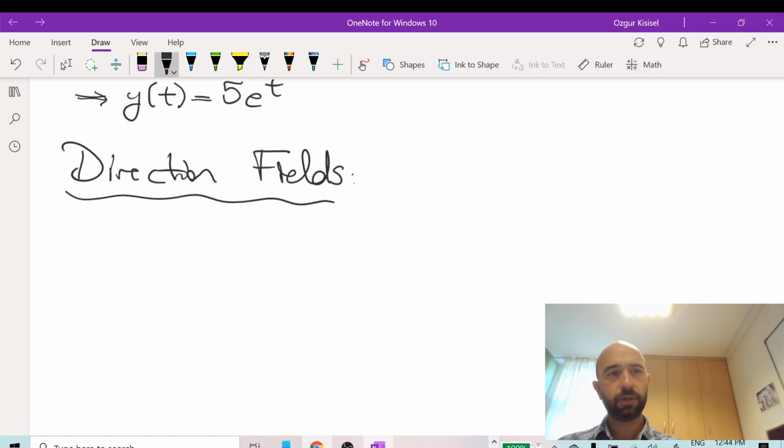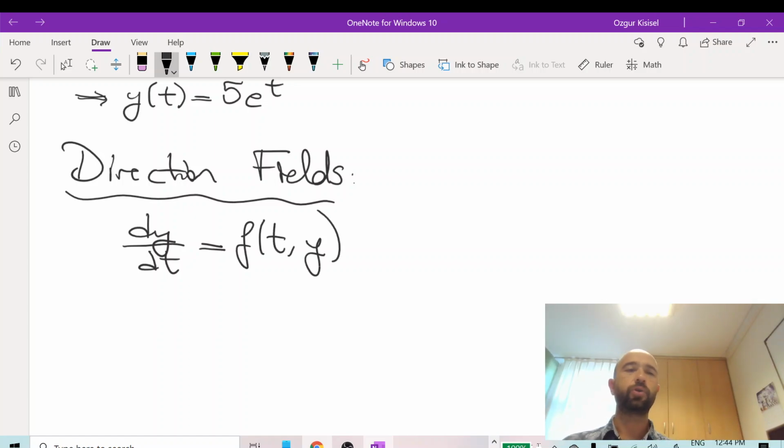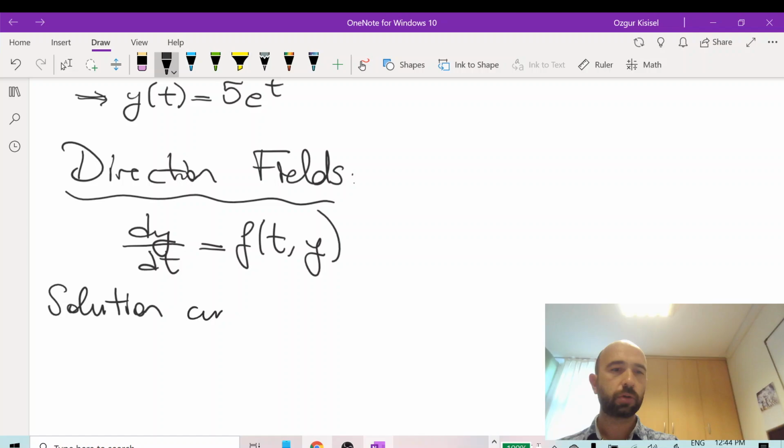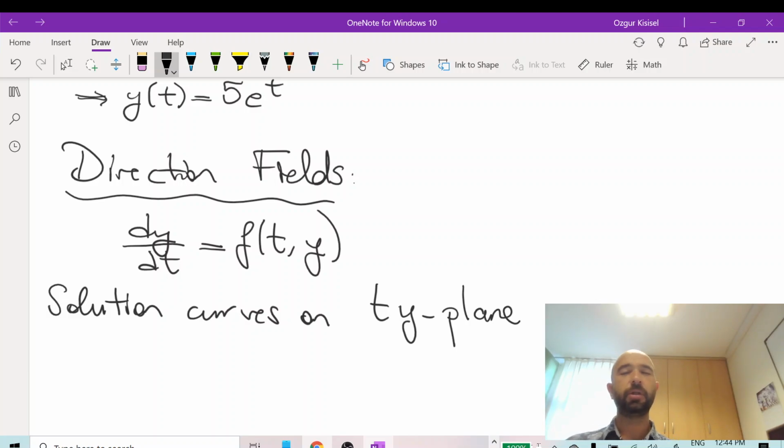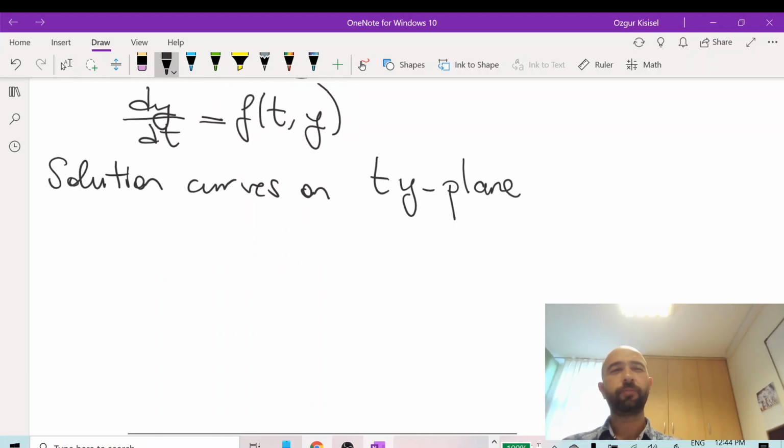Okay, now here's the story. Suppose you have a first order equation like this one. Okay, we want to find the solutions. So the solutions have graphs, and we want to find these curves on the ty plane. So we want to find the solution curves, so-called, on the ty plane. I mean, we want to find them geometrically somehow.